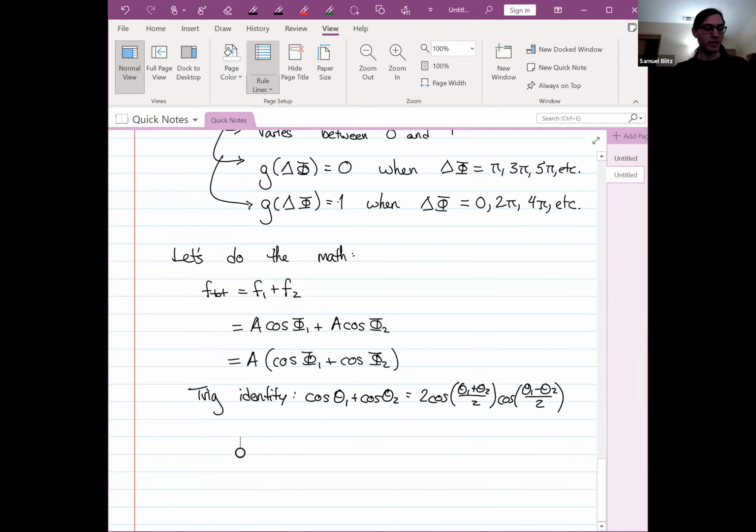And so we can apply that here because we have cosine of phi 1 and cosine of phi 2. What we end up with is 2 times a, which just stays alone, times the cosine. Look at this term: in the numerator, that's the difference, and the difference we've already given a name. That's just delta phi. So we have 2 times cosine of delta phi over 2. And then this is the average of the two, so this is times cosine of phi average. It's just the average phase.